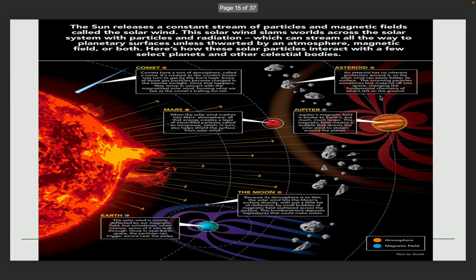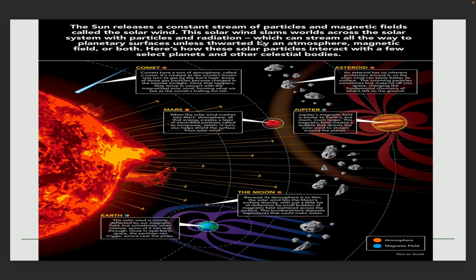As we discussed, the sun releases a constant stream of particles and magnetic field that is called solar wind. The solar wind slams worlds across the solar system with particles and radiation which can stream all the way to planetary surfaces unless they are altered by the atmosphere, the magnetic field, or both. Here, how these solar particles interact with a few selected planets and other bodies is discussed.